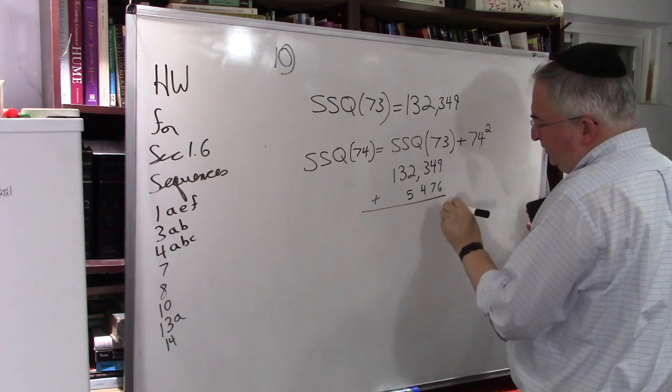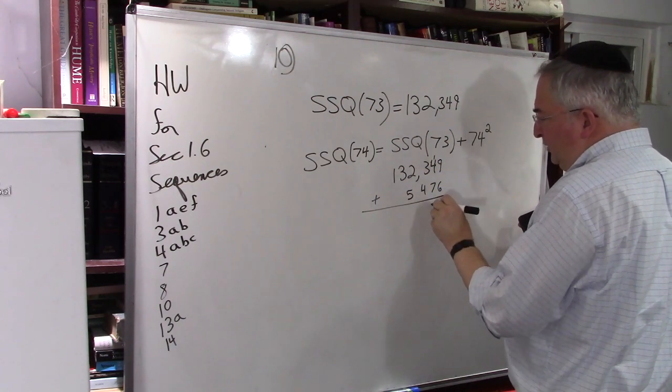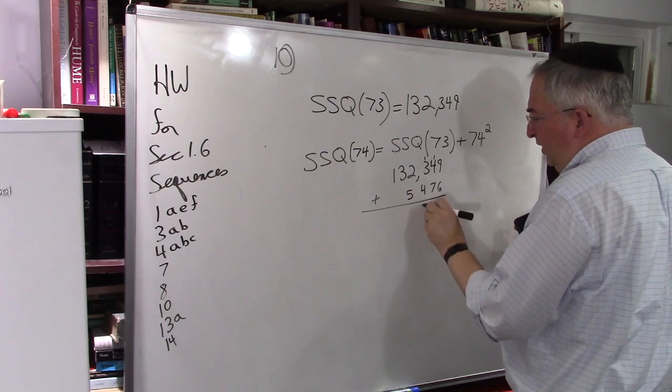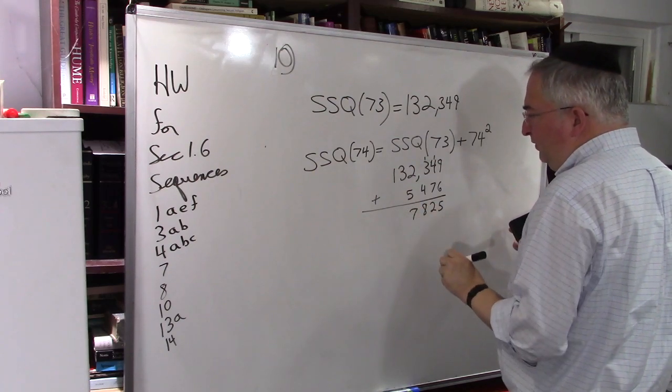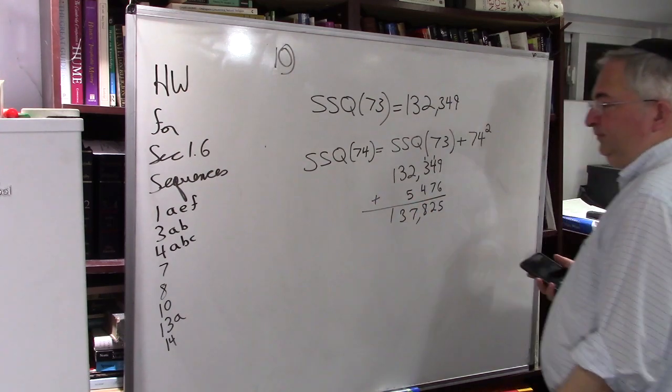You get 9 and 6 is 15. Carry the 1. That's 12. Carry the 1. That's 8, 7, 3, 1. Very good.